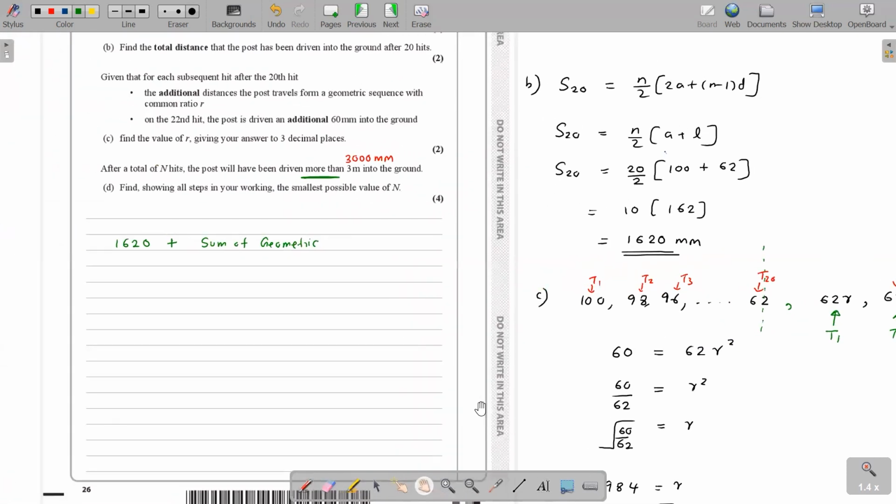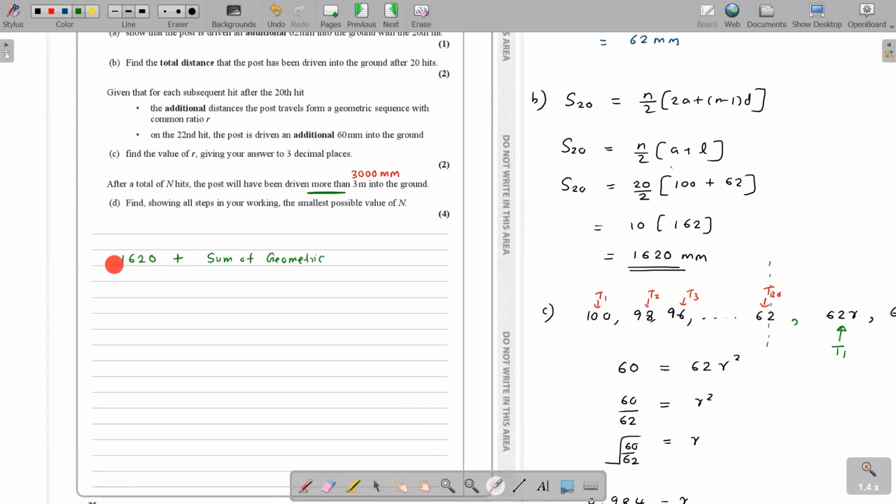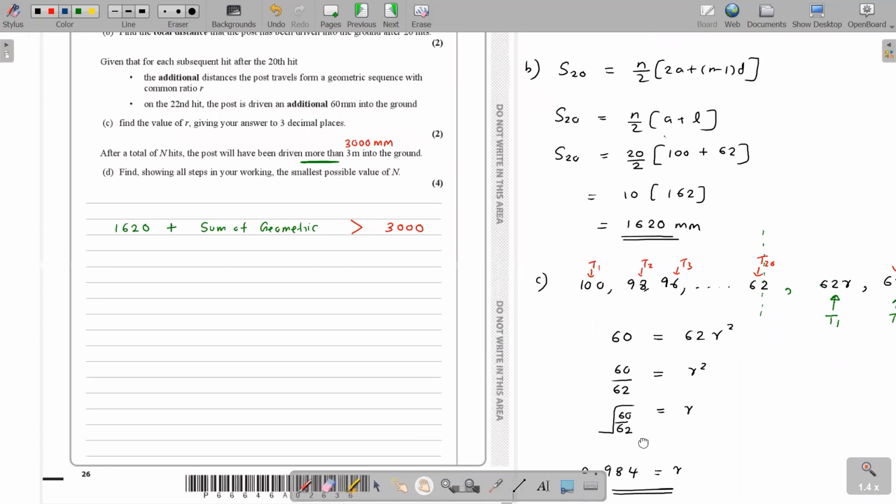Okay. So now I have 1,620 from the arithmetic, plus if I add the sum of my geometric sequence terms, the answer should be what? They say here very clearly, it should be more than 3,000. So this is what you need to write. The sum of the two sequences must be more than 3,000. So how do I get the sum of the geometric sequence? What do we do?